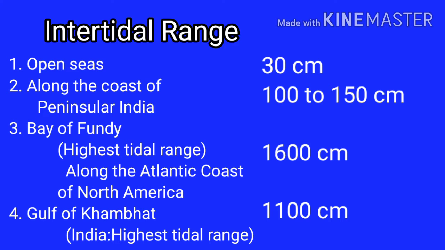For most of the part, the highest tidal range in the world is observed at Bay of Fundy along the Atlantic coast of North America. Here, the tidal range is about 1600 centimeter. In India, the highest tidal range is in the Gulf of Khambat. It is about 1100 centimeter.